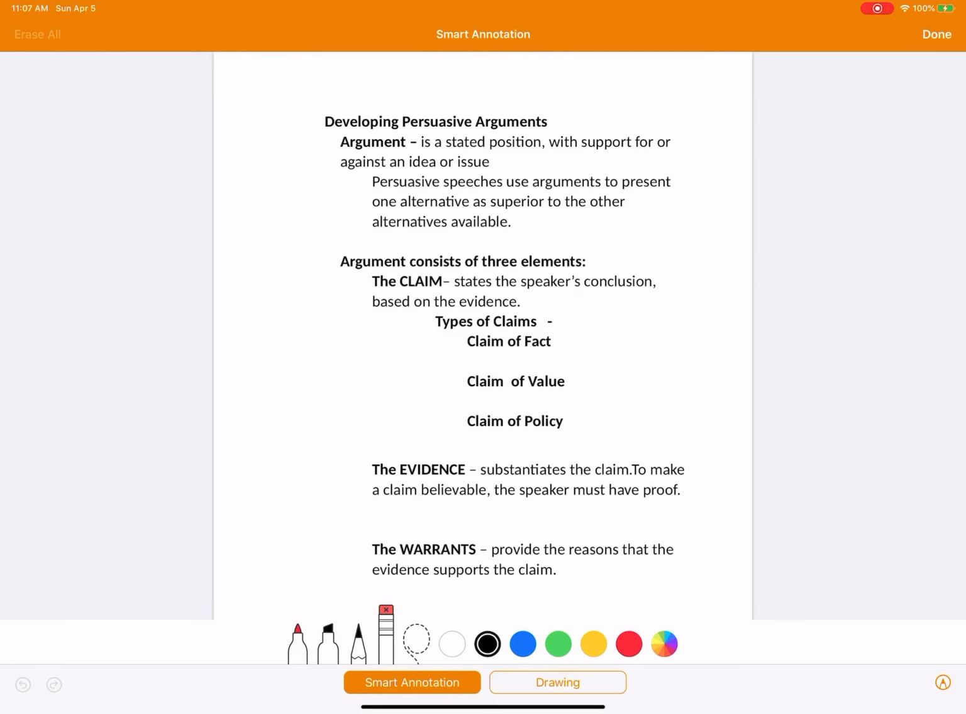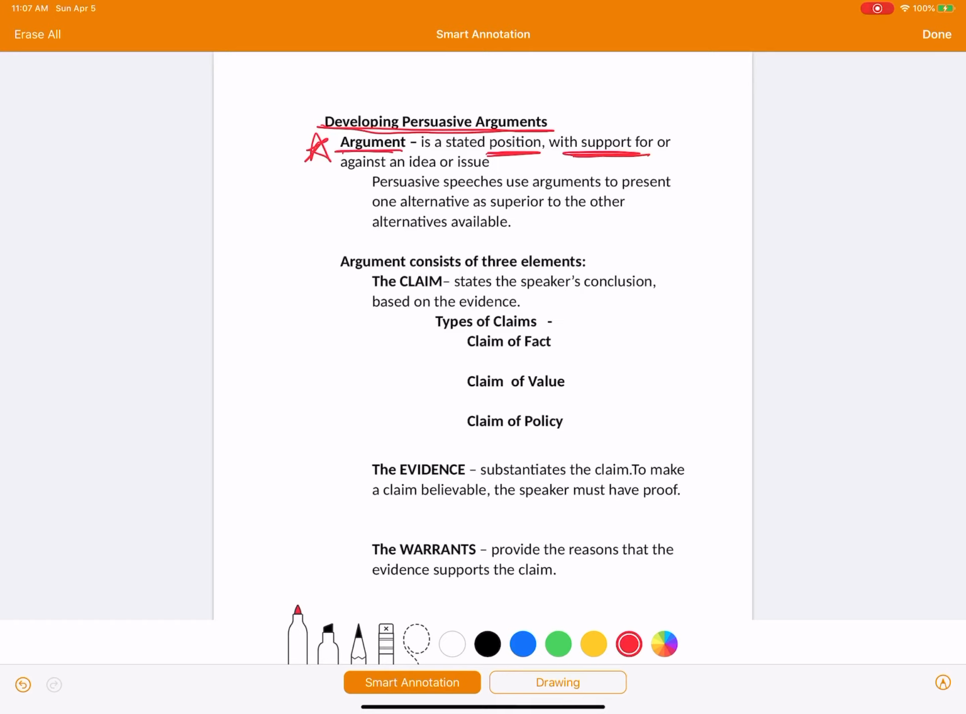All right, this is going to be a mini lecture on developing a persuasive argument. The first thing that we need to have in our toolbox of knowledge is the definition of an argument, which I've supplied right up here at the top. An argument is a stated position with support for or against an idea or issue. So it's a stated position with support for or against an idea or issue.